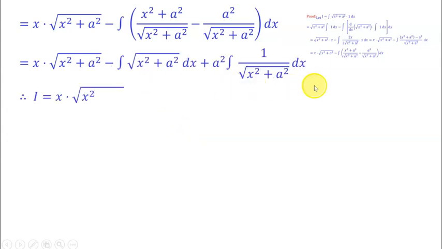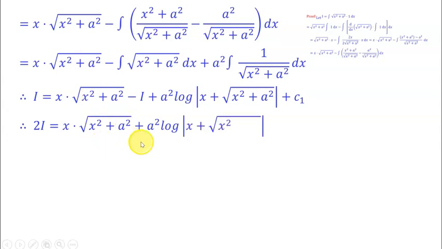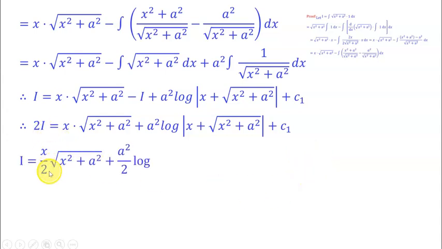This is the I. And the integral of dx upon root of x square plus a square is nothing but log of mod of x plus root of x square plus a square plus c1. Shift this minus I to the left hand side. It will become plus I, so I plus I is 2I. Therefore 2I is equal to x root of x square plus a square plus a square log of mod of x plus root of x square plus a square plus c1. Therefore I is equal to x upon 2 root of x square plus a square plus a square upon 2 log of mod of x plus root of x square plus a square, mod complete, plus c1 by 2.